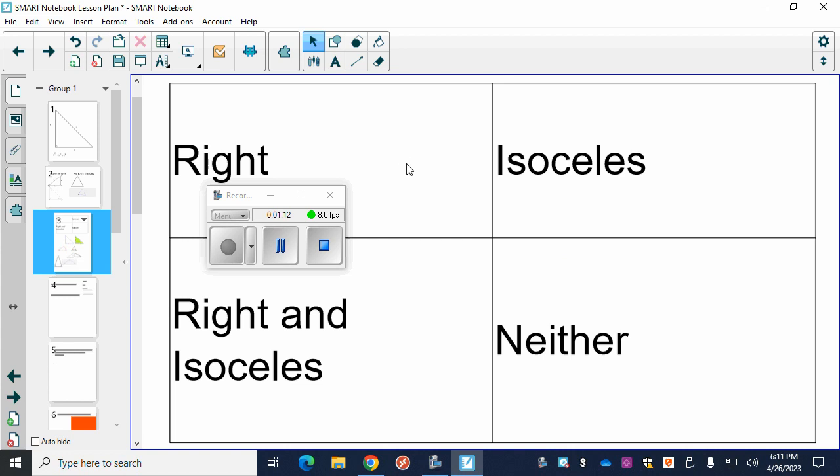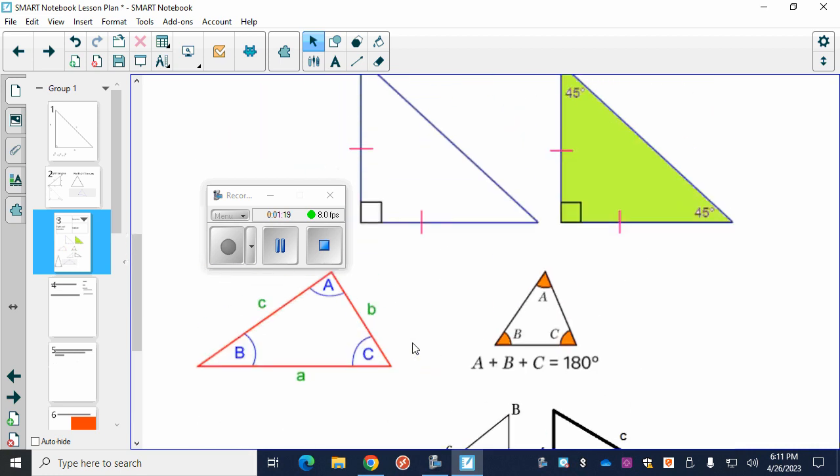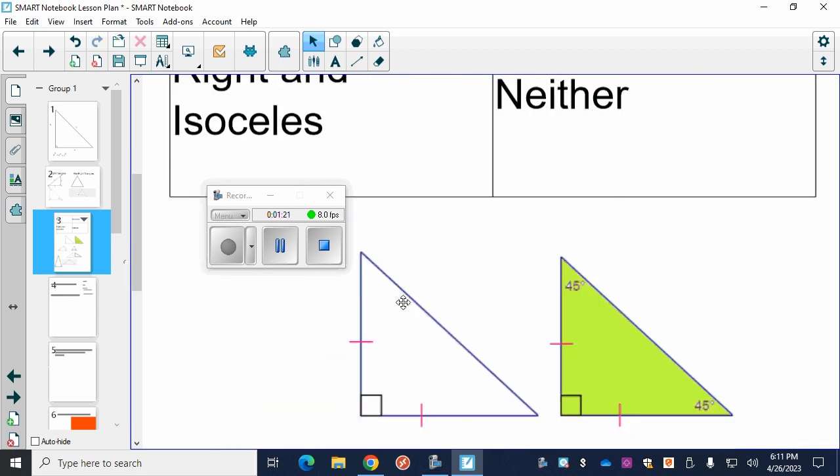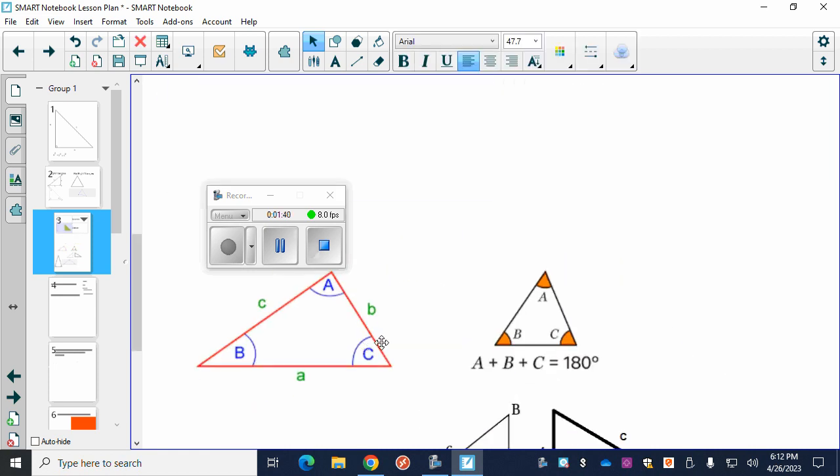So, now we have four different boxes, and one says right, one says isosceles, one says right and isosceles, and one says neither. Now, we have a bunch of different triangles down here, so let's go ahead and group them. So, down here, we have two sides that are congruent. Now, if we remember what we discussed when we were discussing isosceles triangles, we know that two sides being congruent makes it an isosceles triangle. And we have two sides coming together to form a right triangle, so we're going to call that one right and isosceles.